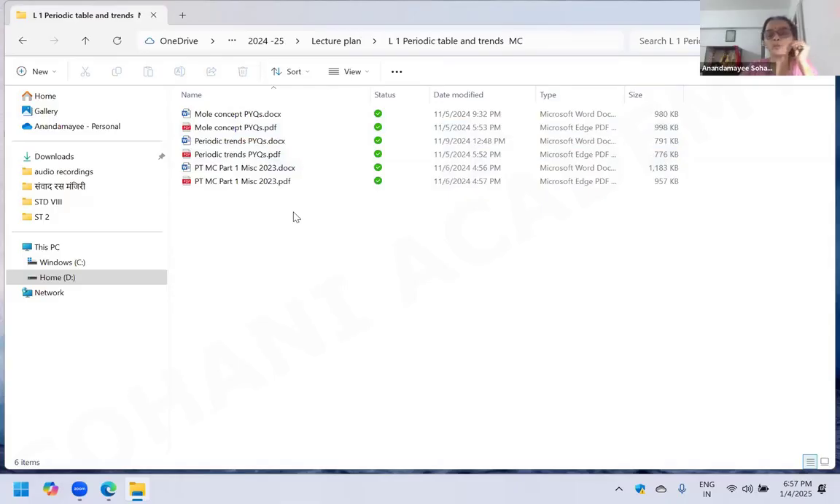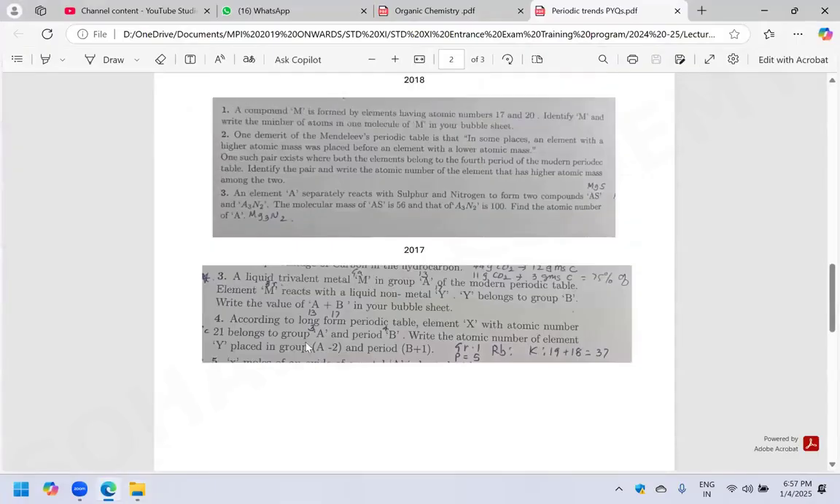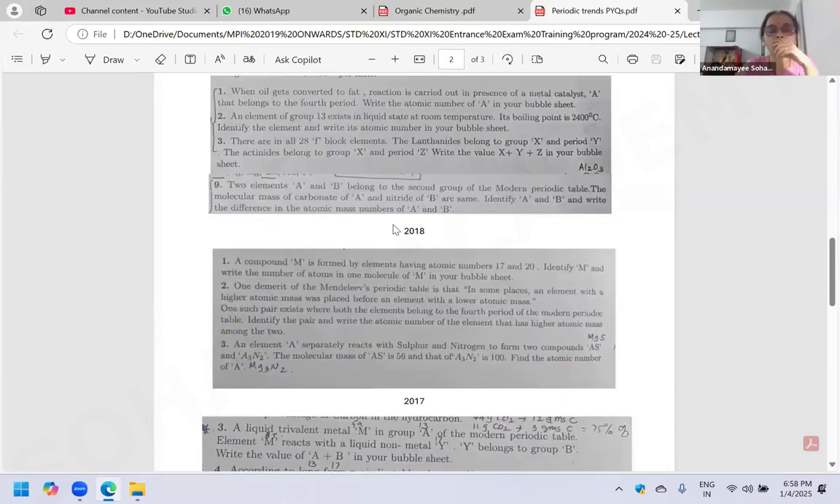Do you have a doubt in periodic trends or mole concept, Harshad? Periodic trends? Yes, ma'am. Which question? Can you specify the question? 2018 मधला second question, ma'am. 2018. Yes, ma'am. Second question.